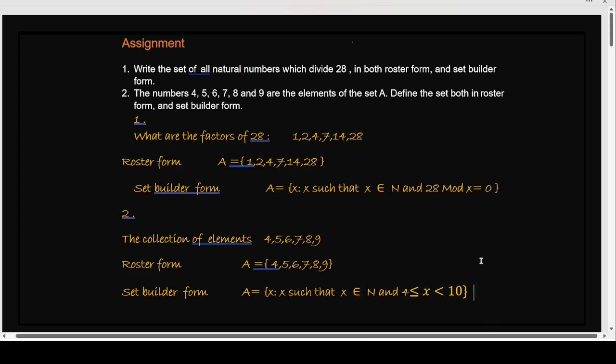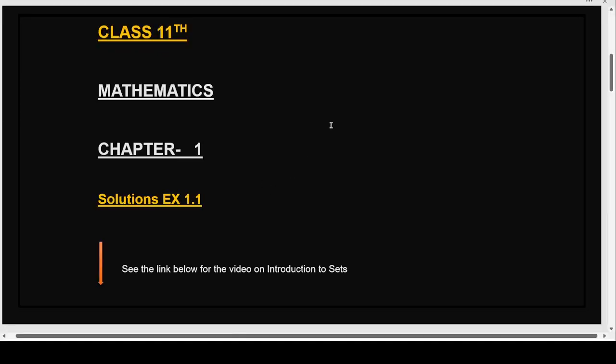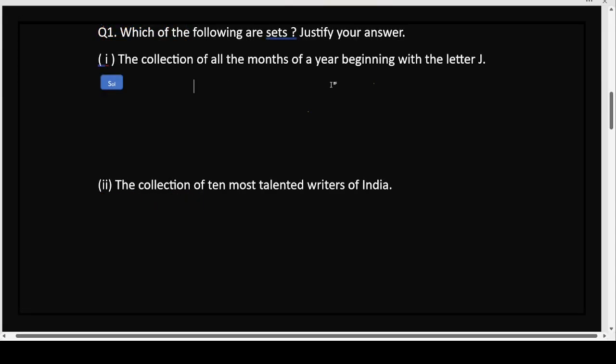Now we'll go to the solutions to exercise 1.1. In this video, we are going to discuss class 11th mathematics chapter 1, solutions to exercise 1.1. Before going to the solutions, don't forget to see the introduction part of exercise 1.1. The link is given in the description box below. Some statements are given below. We have to mention whether they are sets or not, and we have to justify that.